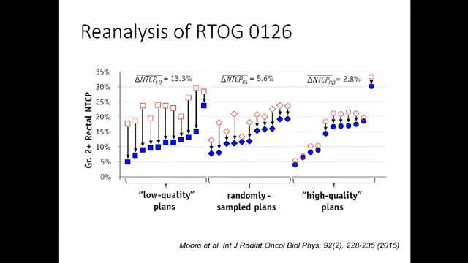Here's another study from Kevin Moore at University of California, San Diego. They did a reanalysis of the prostate dose escalation trial, RTOG 0126. They went through with one of these knowledge-based planning algorithms to ask which plans can be improved. And what you'll see here is there's a cohort of high-quality plans where you really can't improve, in this case, rectal sparing. But then there was another group of plans down at the left here where you can improve the plan quality quite a bit.